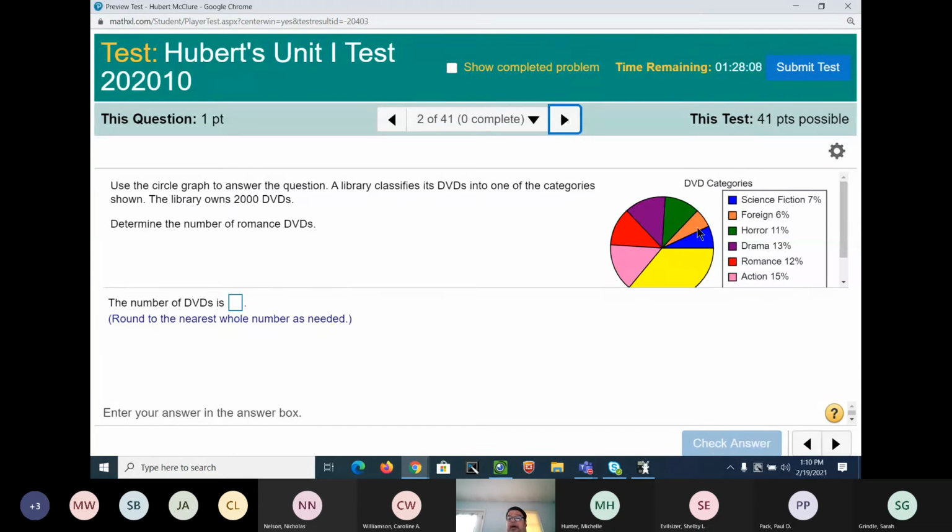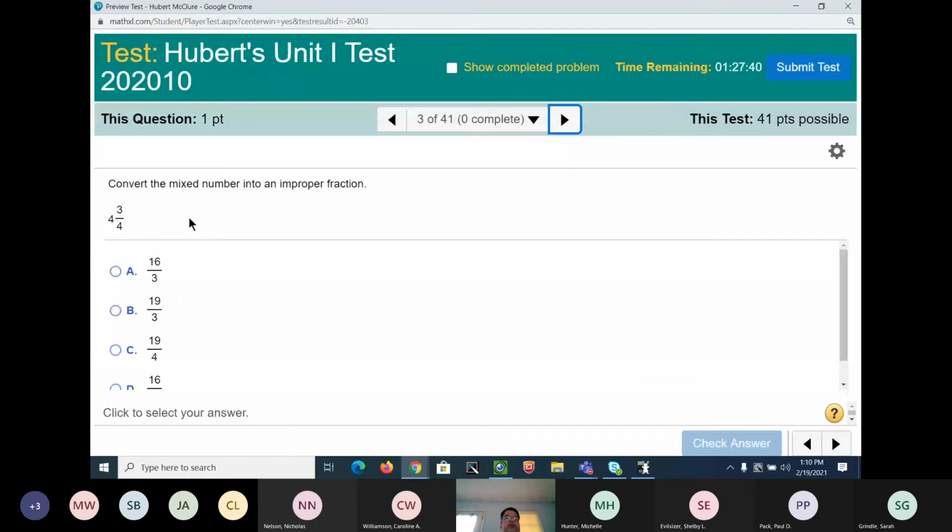There's a pie chart. The library owns 2,000, and they want to know romance. So that would be 2,000 times 0.12. You can't use 12%. You have to change it into a decimal. That's out of chapter 10. 0.12 times 2,000. Next. Convert this mixed number into an improper fraction, 19/4. There's your answer.